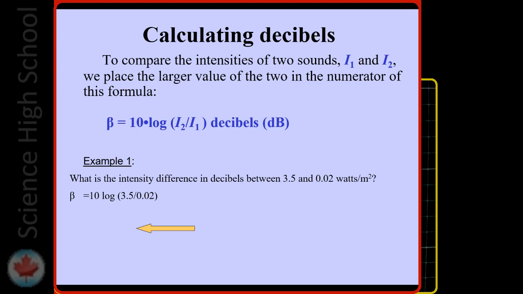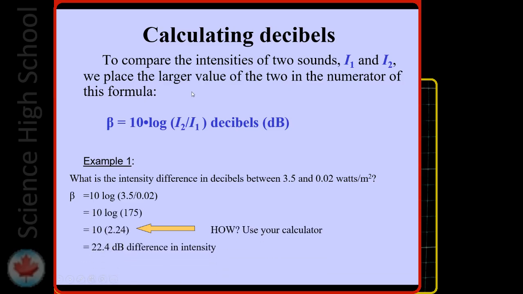You can put it into your calculator, type in the 3.5 divided by 0.02, log it, times 10, and you end up getting 22.4 decibels as the decibel difference in intensity. So that we could talk about there being a loudness difference, if you like.